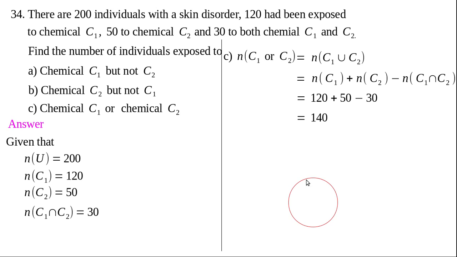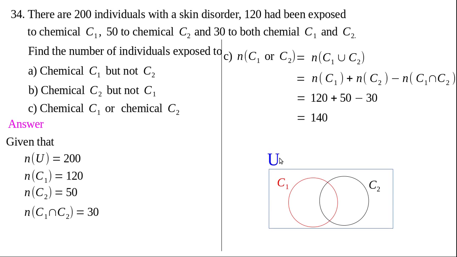This circle represents the individuals who had skin disorder due to chemical C1. And this circle represents those due to chemical C2. And the total set U represents the total number of individuals. First fill the intersection part, the innermost part. Number of C1 intersection C2 is equal to 30. So write 30 here.